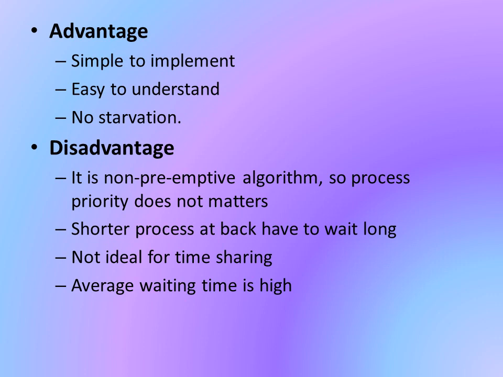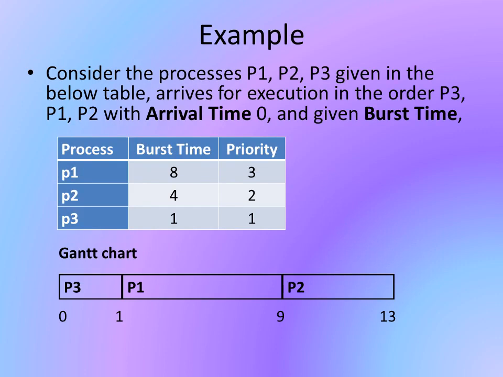Since first come first serve scheduling is a non-preemptive scheduling algorithm, it is not suitable for time sharing systems, because in time sharing systems switching from one process to another is important, while this cannot be handled using first come first serve because it does not allow switching of processes. Last, average waiting time is high. Since it is easy to implement but poor in performance, the average waiting time is higher as compared to other scheduling algorithms. Now let us understand first come first serve using an example.